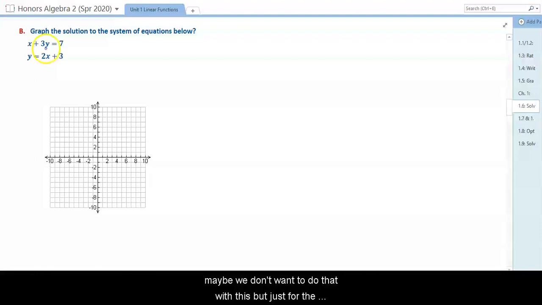But just for the sake of it. So remember that I plug in 0 for this y, so x would be equal to 7, so that's going to give me that. And if I plug in 0 for the y, divide by 3, I get that the y-intercept would be 7/3, so a little above 2.